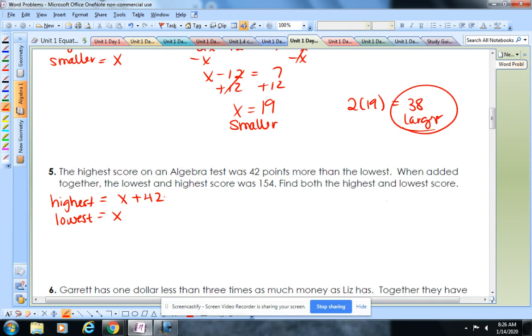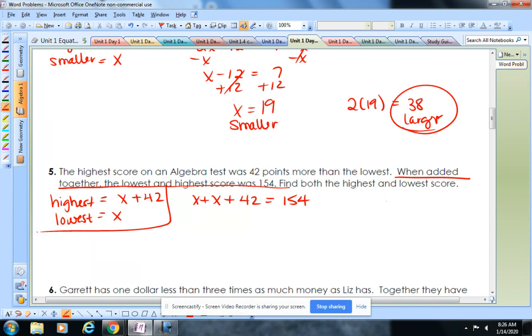Find both scores. So how do we write an equation like that? Very good. Y'all see that? When added together, the lowest and highest score was 154. So that means their total sum is 154. You have to read, and then set it up. So it's using multiple parts of your brain at once in these problems. Okay? Your math brain and your English brain.